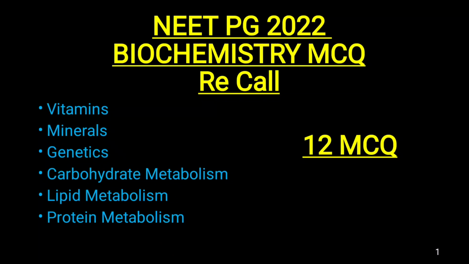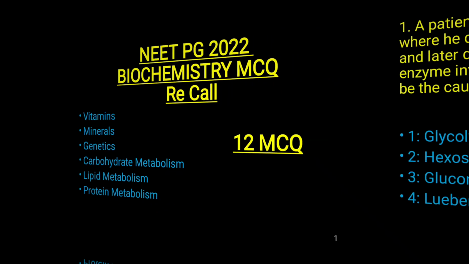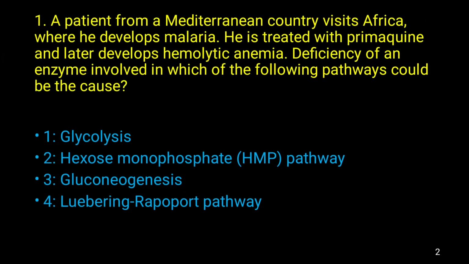Hello friends, we are going to discuss some important biochemistry MCQs which were asked in NEET PG 2022. About 12 MCQs were asked based on biochemistry, and they mostly belong to the topics of vitamins, minerals, genetics, and metabolism of carbohydrate, lipid and protein. One by one, we are going to look at each MCQ, its options, the right option that we are going to select, and how to select that right option.